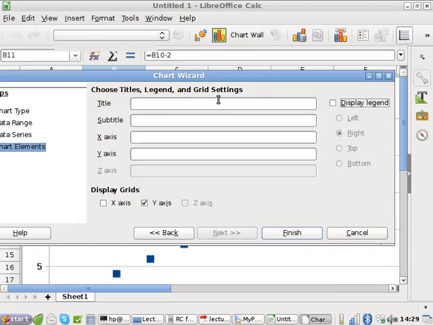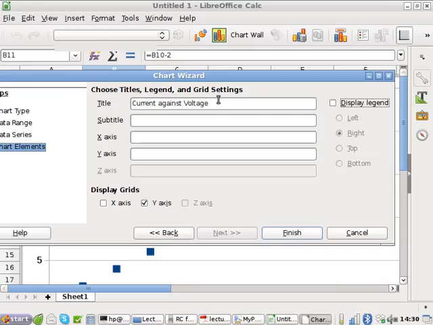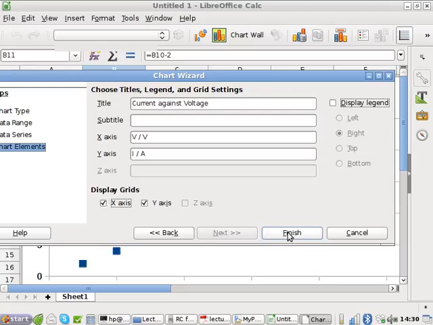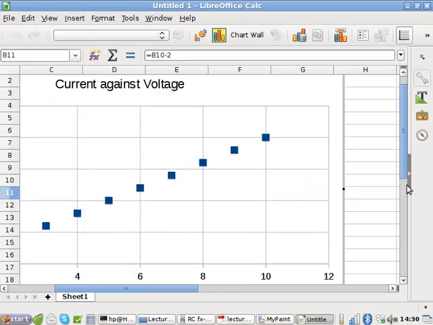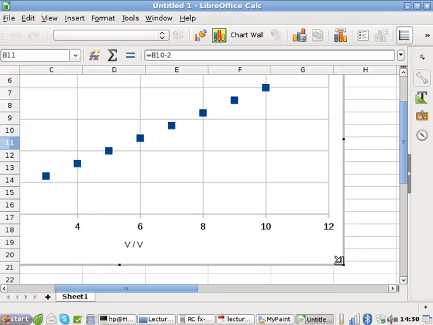This is current against voltage. Important. The X is volts, I is amps. And here it is here. Similar to your graph.